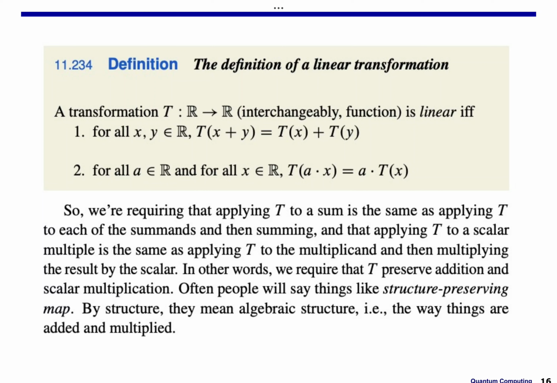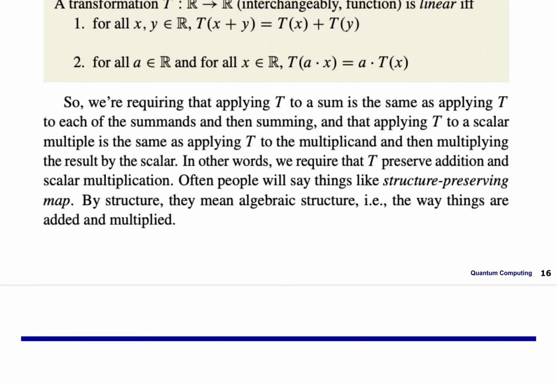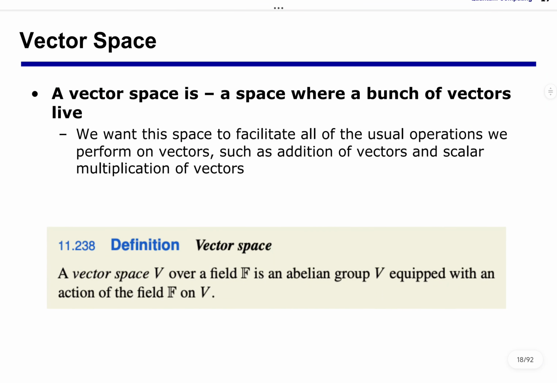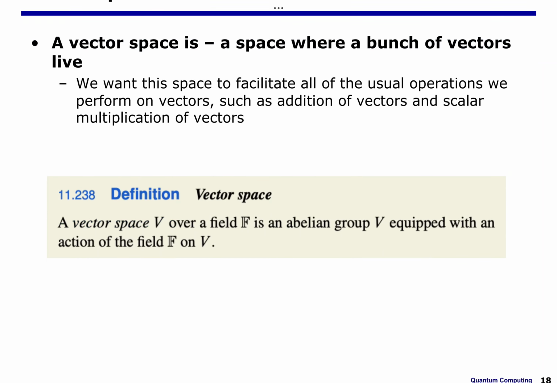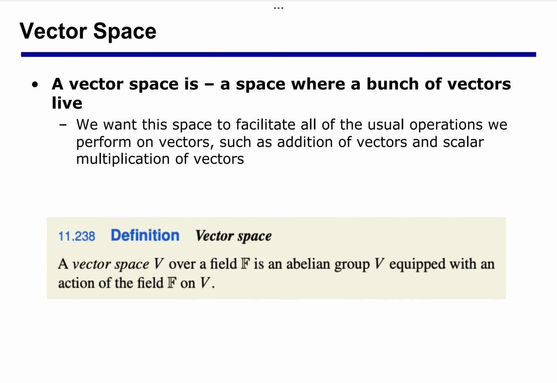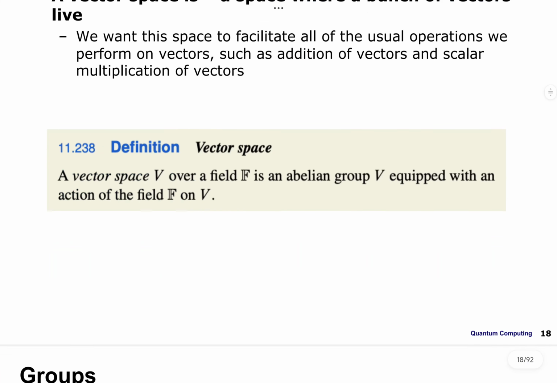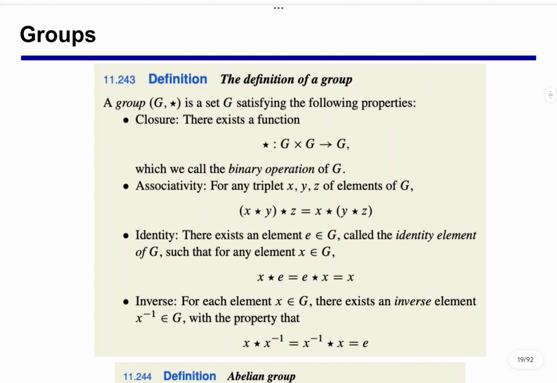So there are two types of definition, two formulas describe this. Vector space means that a vector space over a field is an Abelian group V equipped with an action of the field F on V. It is a space where a bunch of vectors lie. A bunch of this set, I think groups means that they satisfy the following properties.